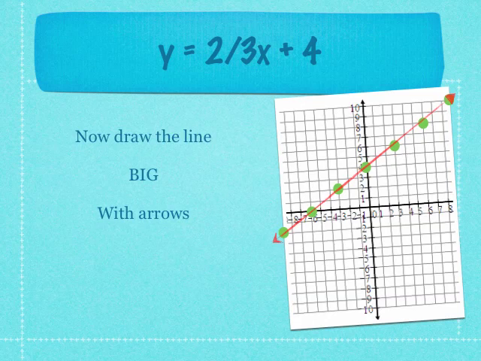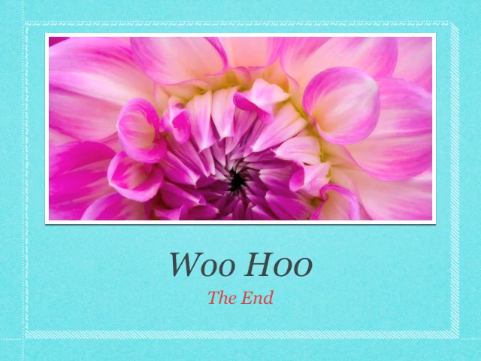Make sure you get this line that stretches all the way across your graph because, of course, the line is infinite. It's going to keep going and going and going. So there's my line graphed across. So woo! That's it. That's how you do it.